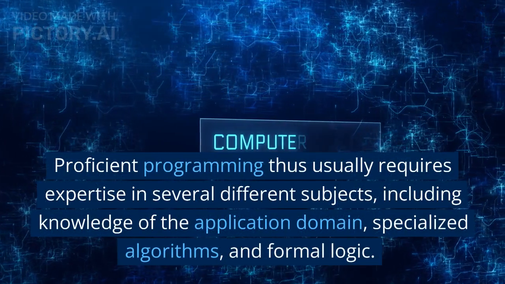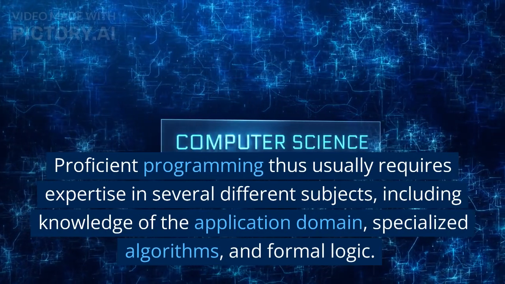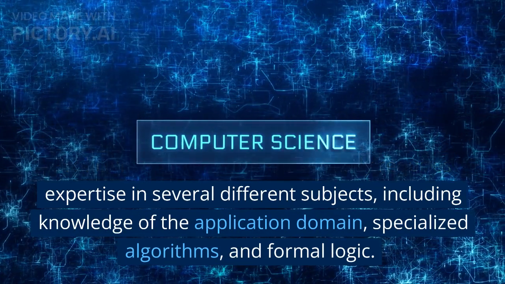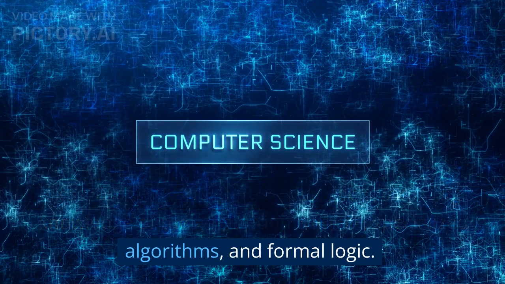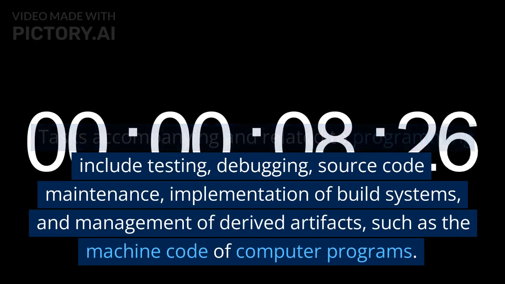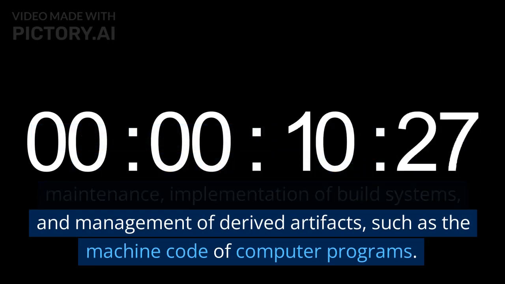Proficient programming thus usually requires expertise in several different subjects, including knowledge of the application domain, specialized algorithms, and formal logic. Tasks accompanying and related to programming include testing, debugging, source code maintenance, implementation of build systems, and management of derived artifacts, such as the machine code of computer programs.